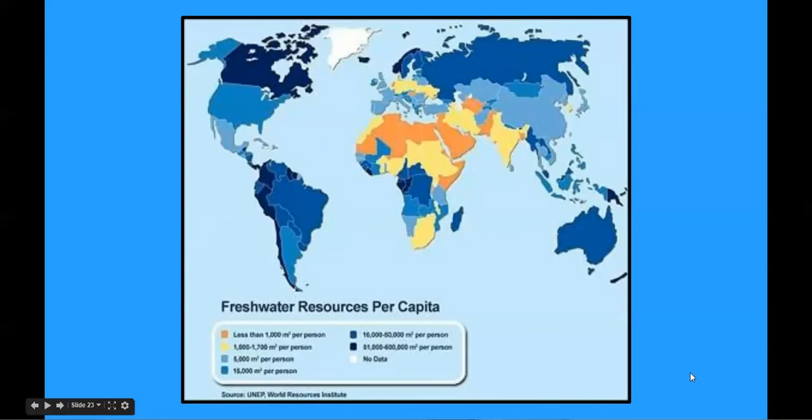So this is a picture of the world, and it shows freshwater resources per capita. You can see that usually the desert biomes, the Sahara, or the tropical grasslands have the least amount of freshwater resources per capita. However, these spots aren't the driest ecosystems on Earth, but that's beside the point.